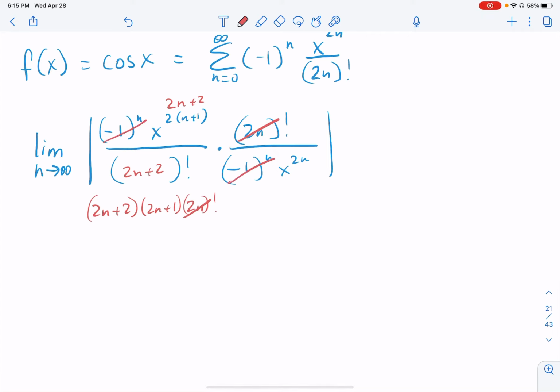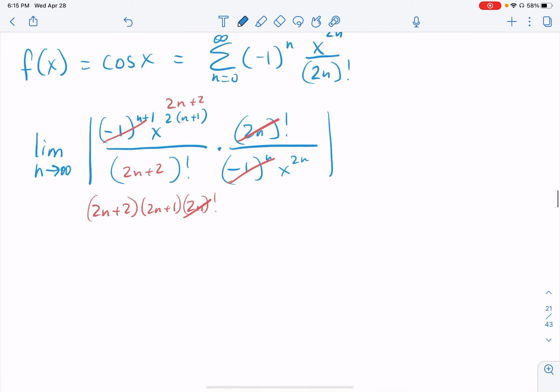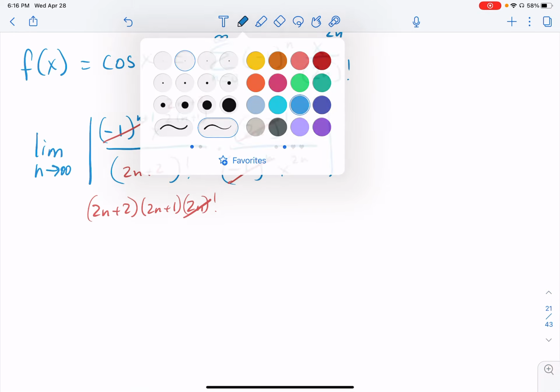And of course we can cancel the negative 1. Oh, you know what I forgot to do? It's to the n plus 1th power. Not that it really matters because it's going to cancel. Anyway, subtract your exponents on the x here. So you have 2n plus 2 minus 2n. The two n's will cancel, leaving you with an x squared up top. So let's simplify stuff.